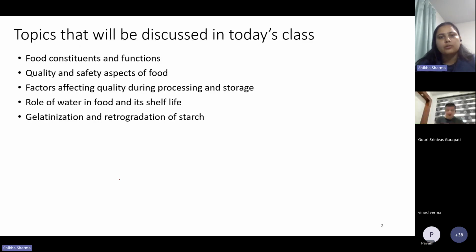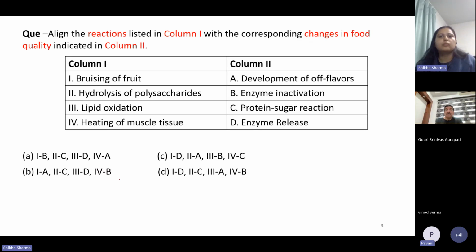So the topics that we will be discussing in today's class are food constituents and functions, quality and safety aspects of food, factors affecting quality during processing and storage, role of water in food and its shelf life, gelatinization and retrogradation of starch. So we will be trying to solve some of the problems regarding it. Let's move to our first question.